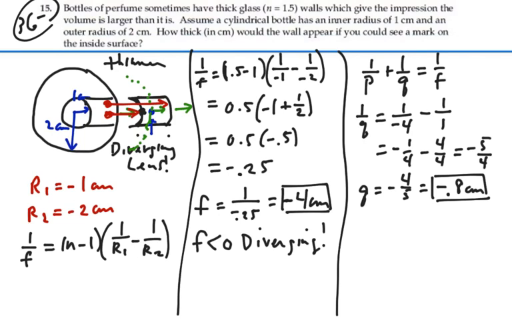So how thick in centimeters would the wall appear if you could see a mark on the inside surface? The wall would appear like it was only 0.8 centimeters thick rather than 1 centimeter thick. So that's our answer, 0.8 centimeters.